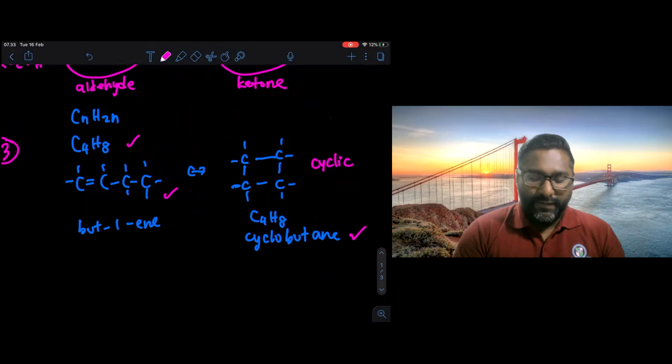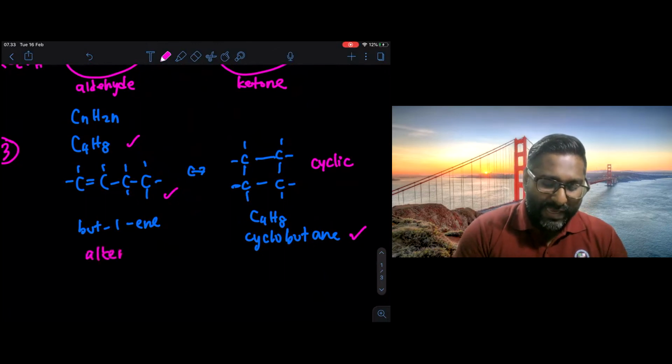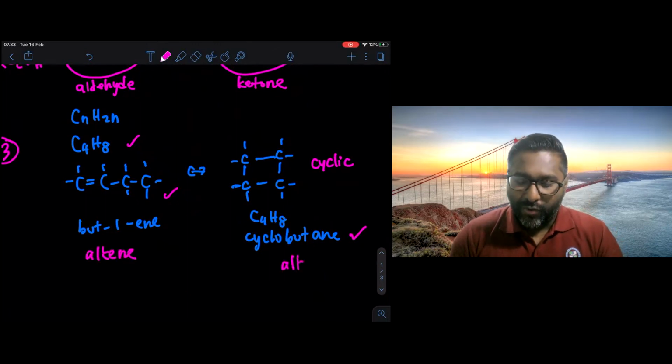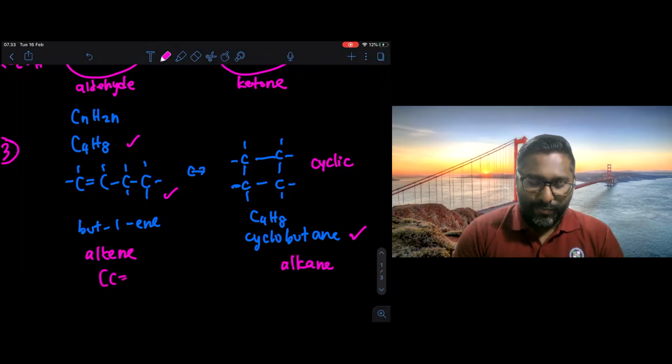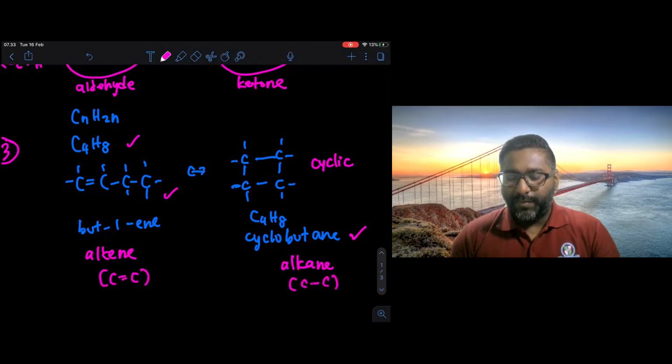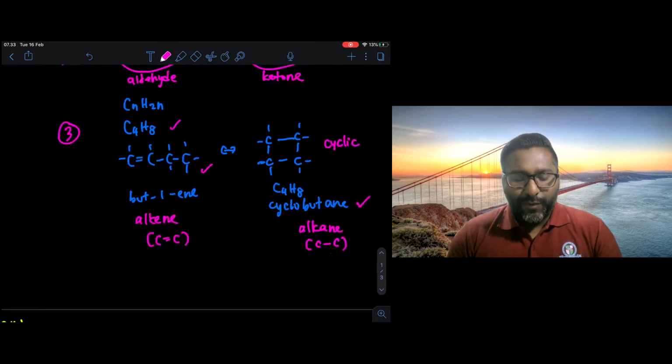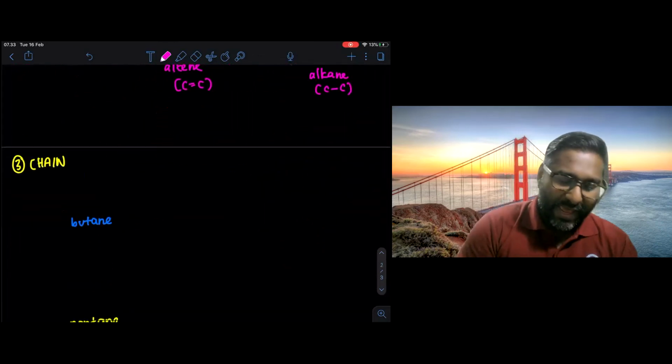So here, this is an alkene, and this is a cycloalkane. The alkene has a carbon double bond, and this one has only single bonds. So therefore, they are different. So this is also a functional group isomer. The last one is going to be chain isomer.